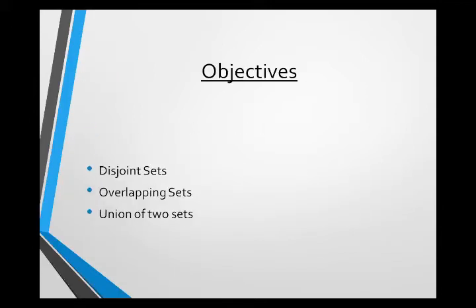Okay, students, here are the objectives we are discussing in today's lecture. The first objective is disjoint sets. The second one is overlapping sets. And the third is the union of two sets.